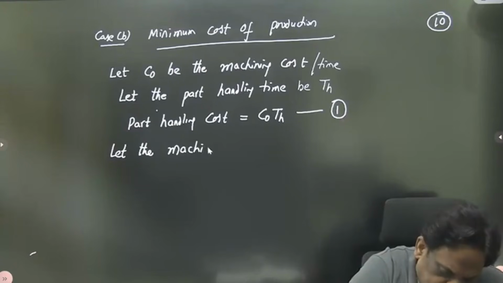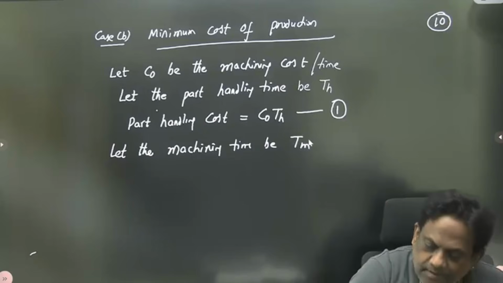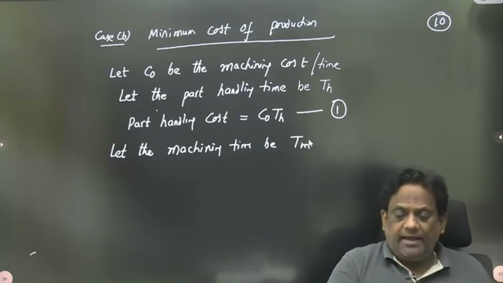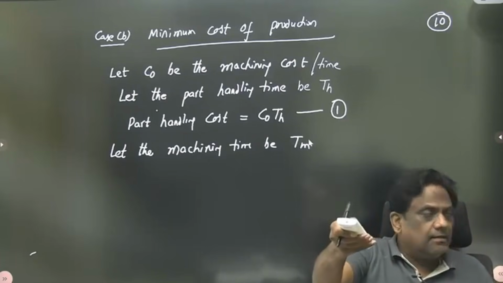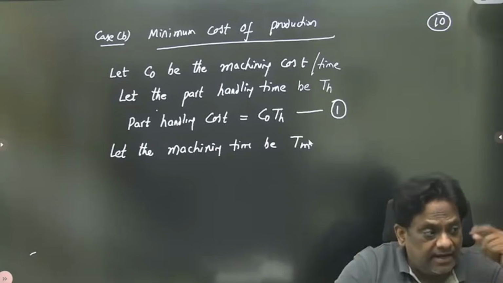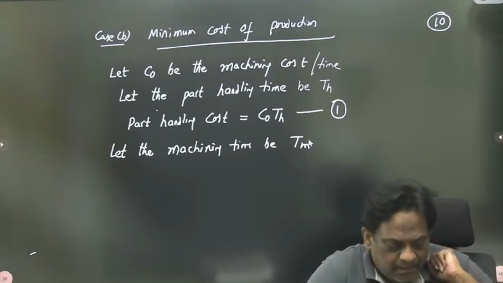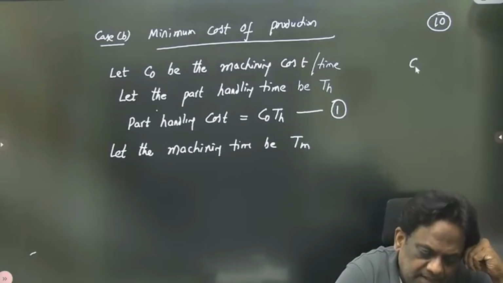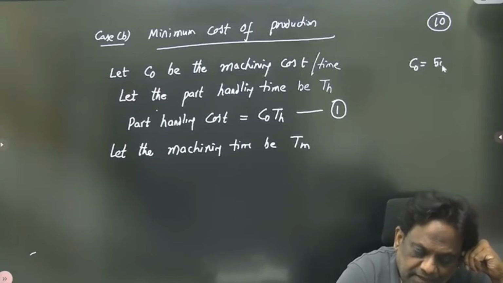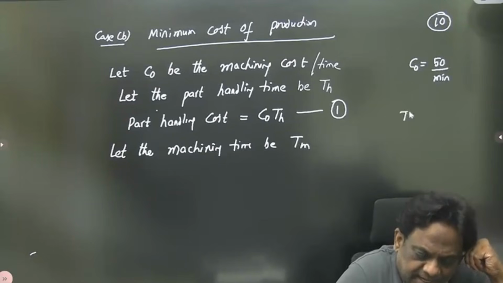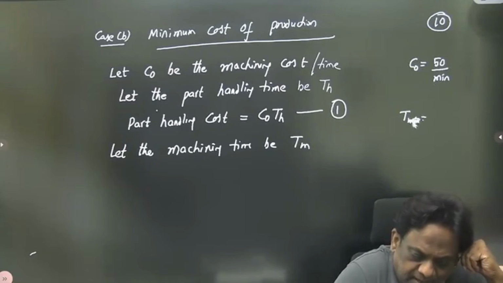Let the machining time be tm. Can anyone tell? The labor is the operator. How much is the operator charging? C naught, C naught per unit time. But the machining, for example, let us say the labor is charging 50 per minute. Imagine, operator. Let the machining time for one piece be 2 minutes.